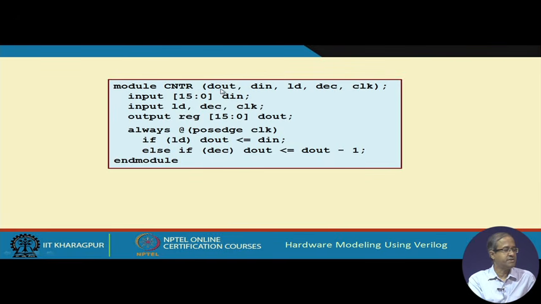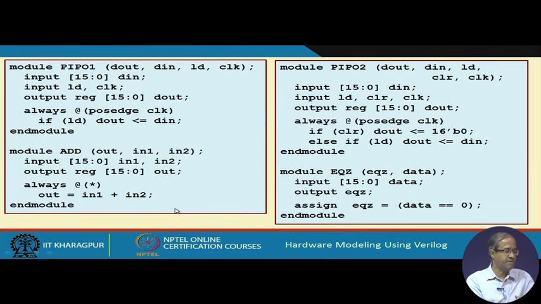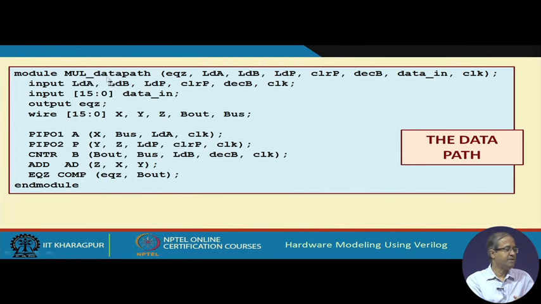The counter has output, input, load, decrement and clock. Same way declaration. So, whenever there is a posedge clock, if load is active, you are loading it, else if decrement is active, you are decrementing the counter by 1. So, you have defined all the blocks of the data path and you have instantiated them in the top level module. So, one PIPO 1, one PIPO 2, a counter, an adder and a comparator.